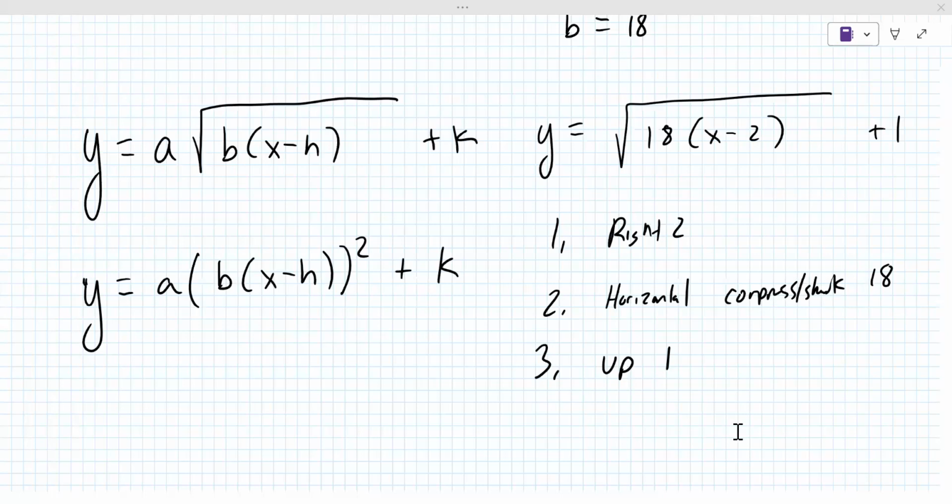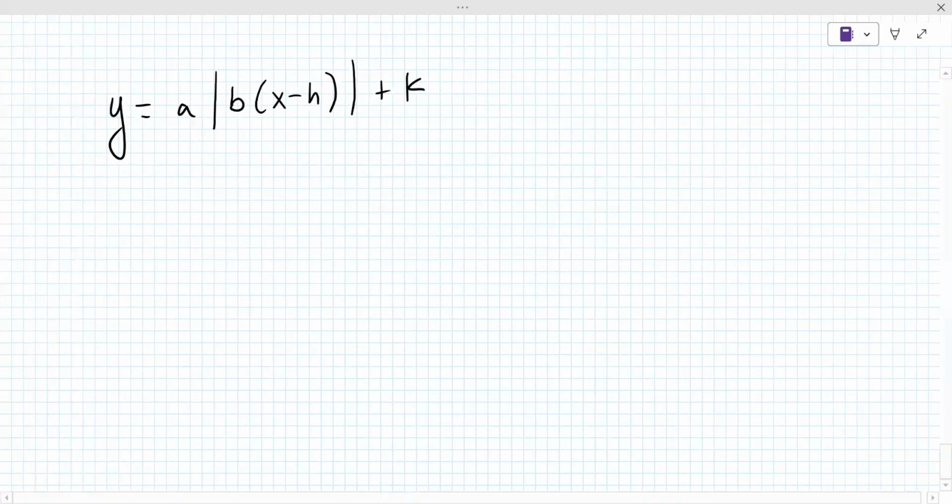All right. So what I'm trying to say here is the absolute value one is like this: a absolute value b x minus h plus k, like this. A b x minus h plus k.